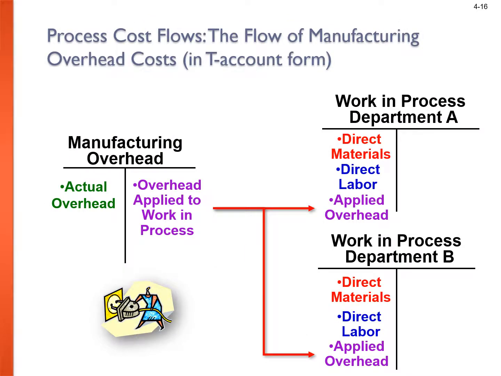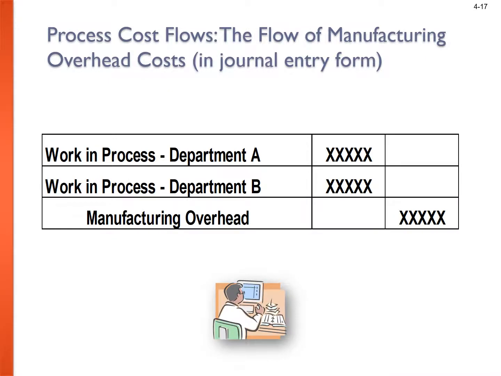When it comes to overhead, we're going to apply the overhead, like we did before, to each department. So when we calculate the applied overhead, we will debit work in process department A and work in process department B, so that would be preparation and cooking, for its applied amount, and credit the manufacturing overhead.